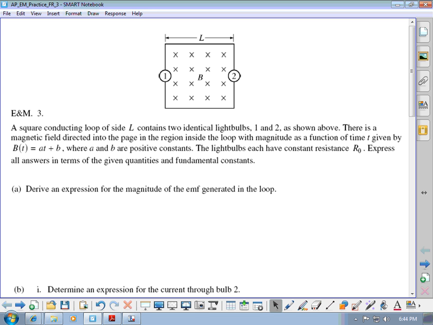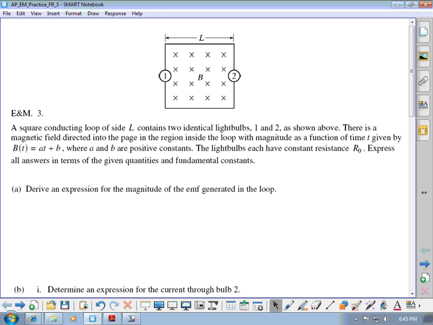So we have a square conducting loop of side L. We have two identical light bulbs, 1 and 2. There's a magnetic field that's into the page, and the magnetic field is increasing at the rate that's given, AT plus B, where A and B are positive constants. The light bulbs each have constant resistance R0. Express all answers in terms of the given quantities and fundamental constants.